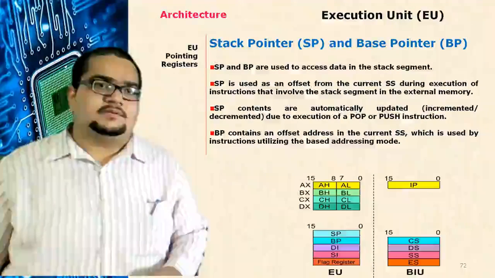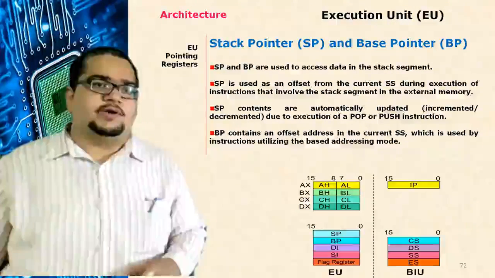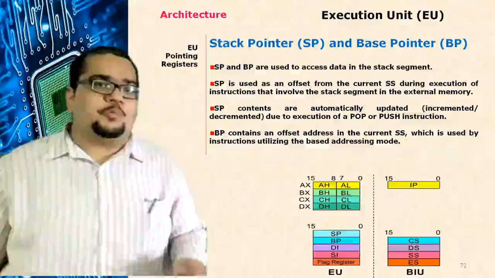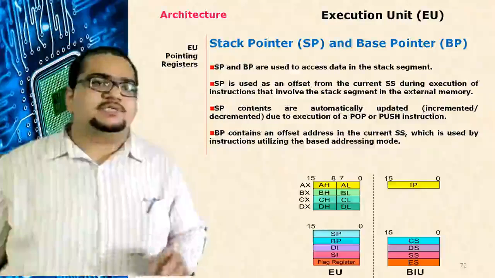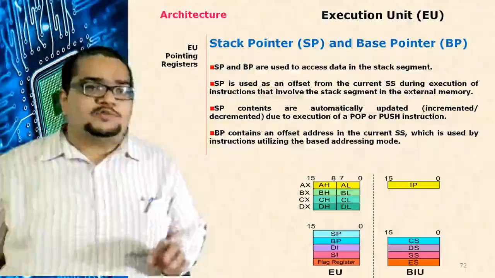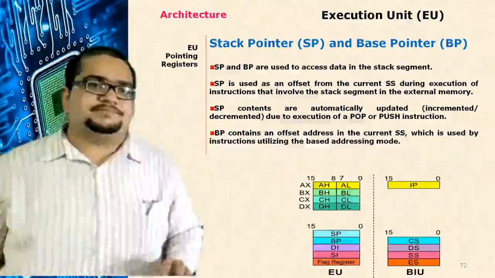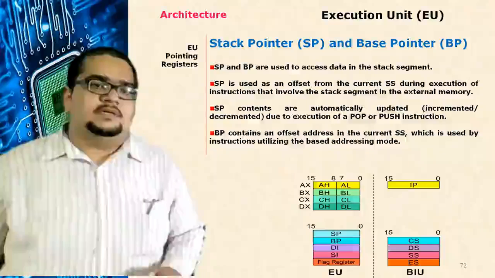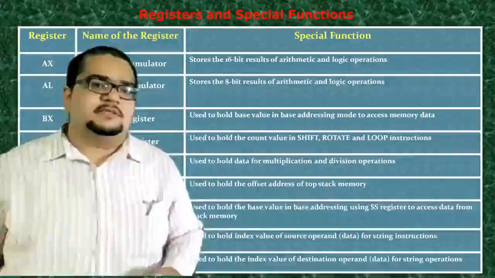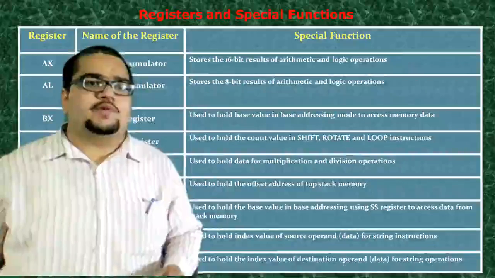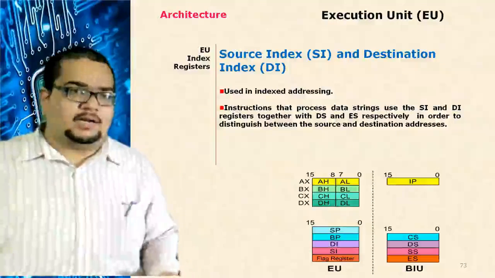Okay. Stack pointer and base pointer registers. They are used to point to stacked type of data. Basically, these two are used for holding the offset address of stacked data. Then we have the index registers SI and DI. SI and DI are both used for pointing to random data.